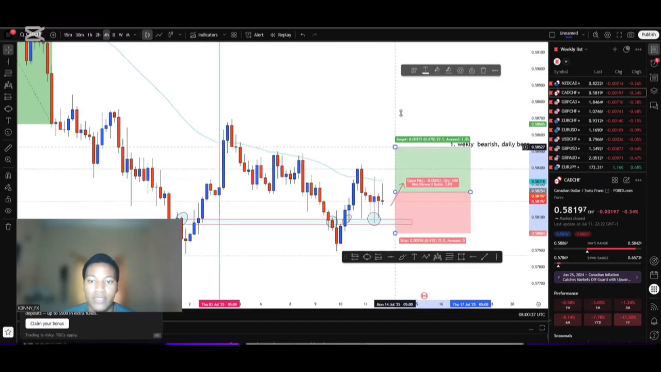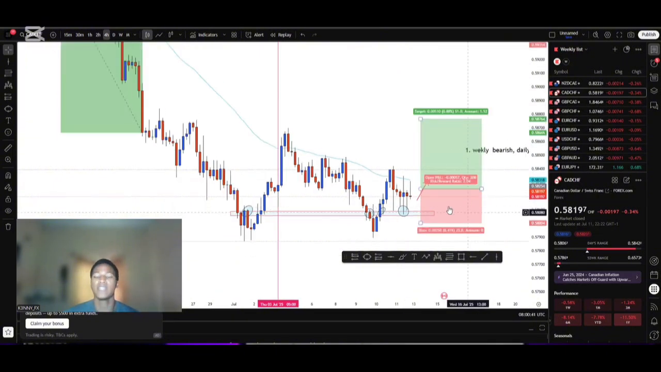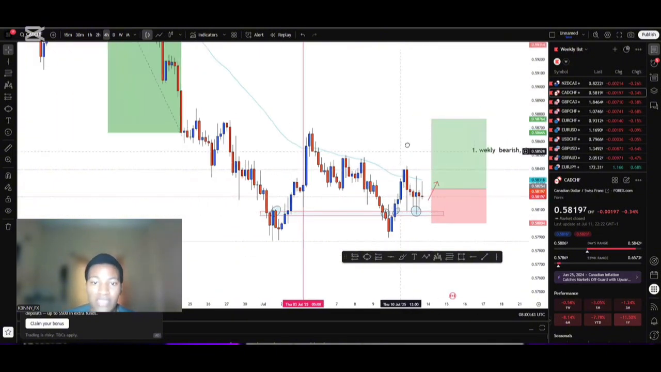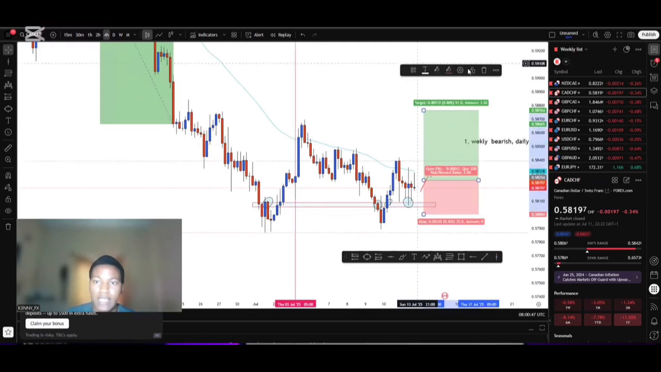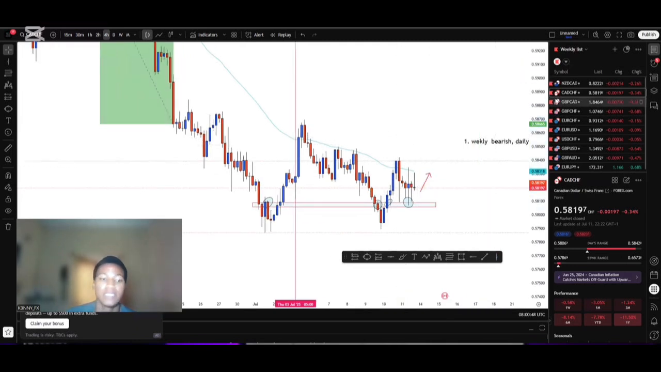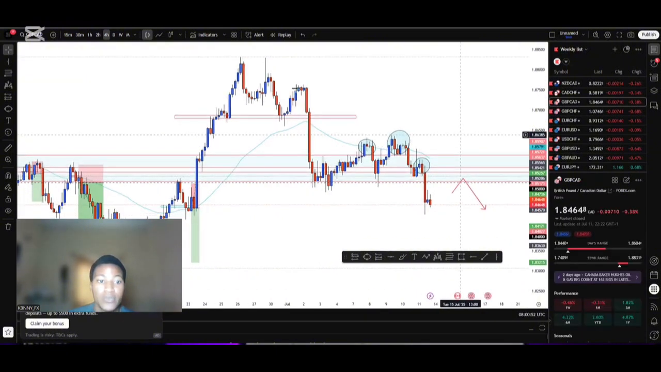Then I'm trying to target 1 to 2. Anyway, I get the entry, but I was trying to catch a minimum of 1 to 2 weeks reward on this trade. So that's that for CAD CHF. Then GBP CHF is the next pair that I think might be ready soon.